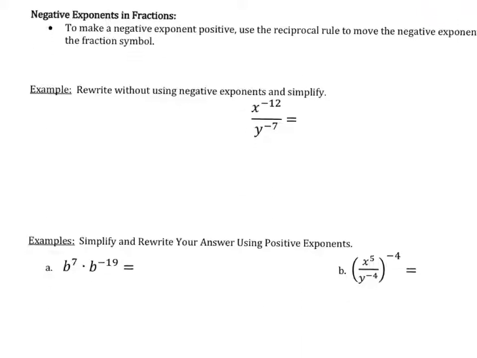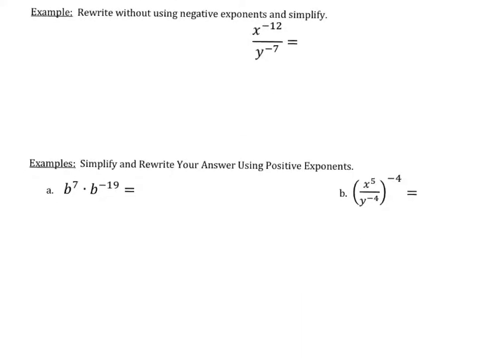In this next example, it says rewrite without using negative exponents and then simplify. We have x to the negative 12th over y to the negative 7th, and I'm going to go ahead and put my fraction symbol. Remember, in order for me to make that negative 12 become a positive 12, I've got to move the x term to the denominator. So I have x to the 12th. The same thing is going to happen to that y to the negative 7. Since it's negative in the denominator, I've got to make it positive by moving it to the numerator. And so I have y to the 7th over x to the 12th.